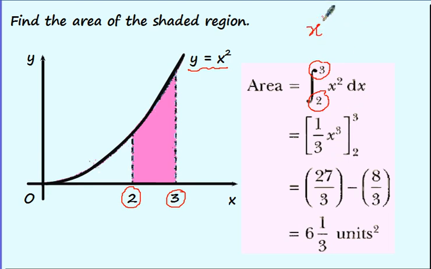You must be knowing x to the n becomes x to the n plus 1 upon n plus 1 when we integrate. Okay, so we have written it that way only, x cube upon 3. These basics we have already done. Now substitute 3 first, so 27 upon 3, then substitute 2, so 8 upon 3, and the answer comes 6 and 1 upon 3. Easy. Let us do 2 more.